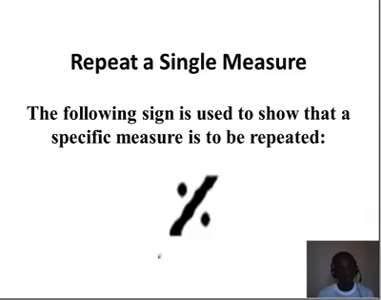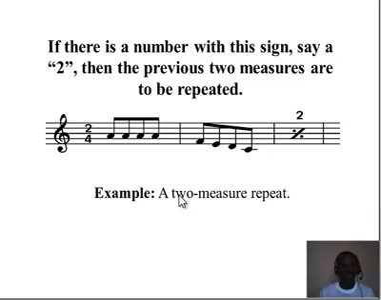We have this sign which is used to indicate that we repeat a particular section of a music piece. Whenever you see this sign, it means that you are expected to repeat. Let's see an example. If there's a number with this sign, say a 2, then the previous two measures are to be repeated. Expected to repeat these two measures. Most of the time, I often see this sign in guitar music pieces. You will often come across them. It means that you have to repeat these two.